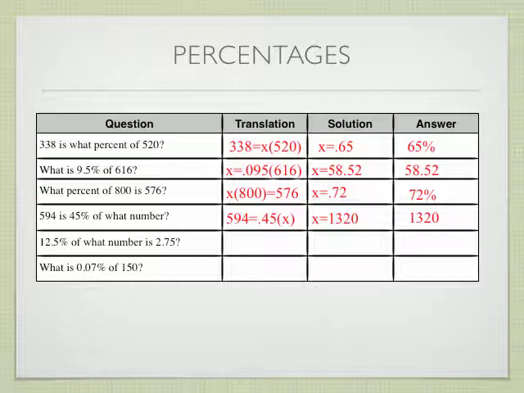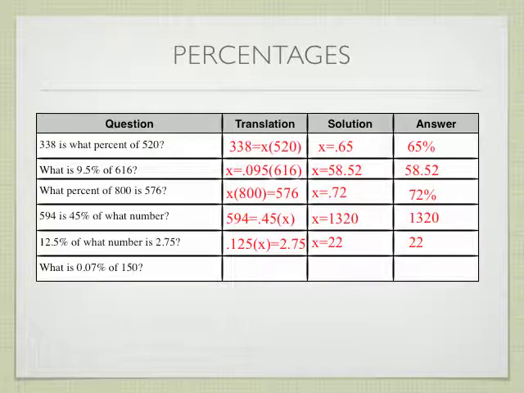12.5% of what number is 2.75? Change 12.5% into a decimal, 0.125. Percent means divide by 100. Dividing by 100 makes the number smaller, so I move my decimal point 2 places to the left. Percent of means multiply, so the x is being multiplied by 0.125 equals 2.75. Divide by 0.125, so I get x equals 22, and my answer is 22.